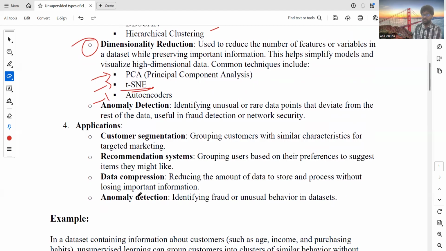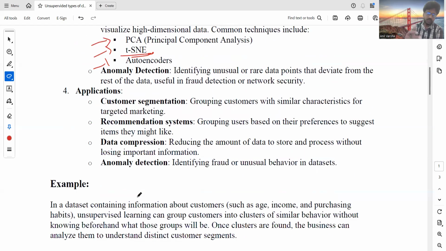Anomaly detection is pretty useful in fraud detection or network security. An application of unsupervised learning is customer segmentation, based on the interests of the customer and the pre-purchase history of the customer's purchases. Customers will be suggested the right products. The right customer will be given the right advice to buy a product.